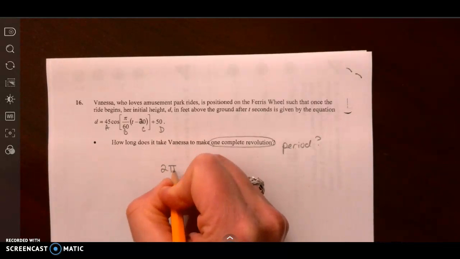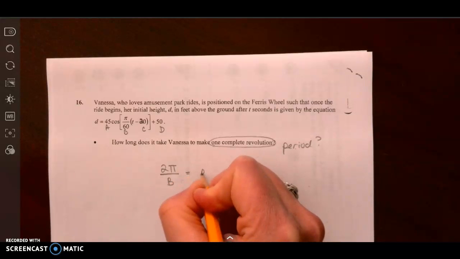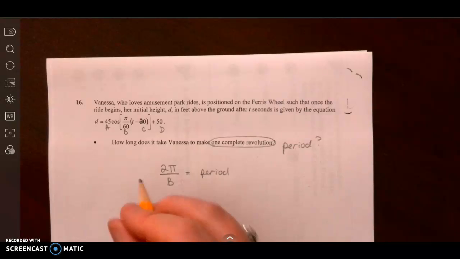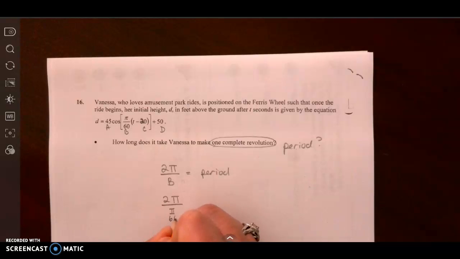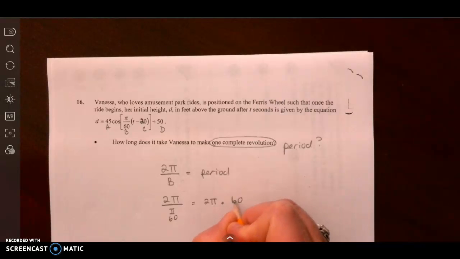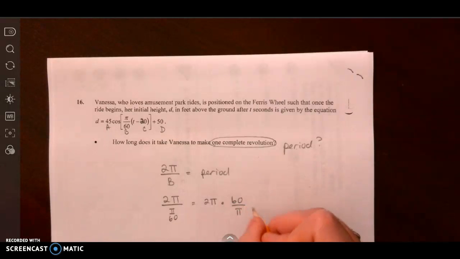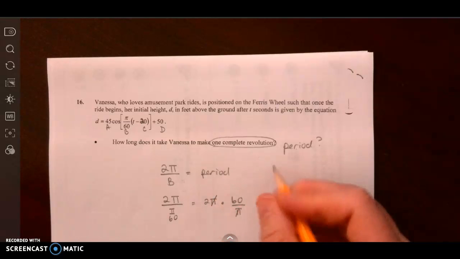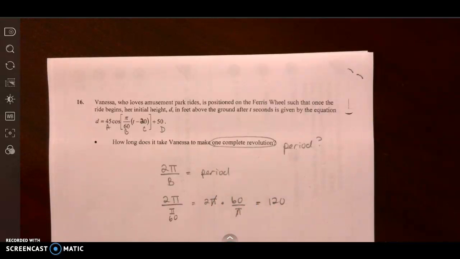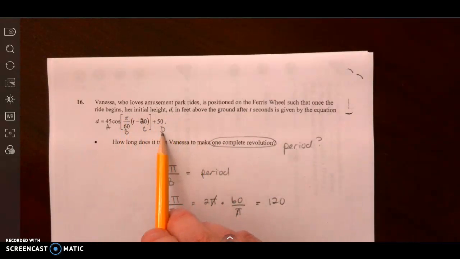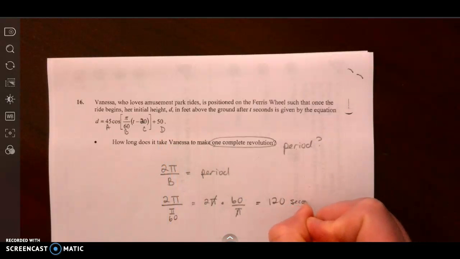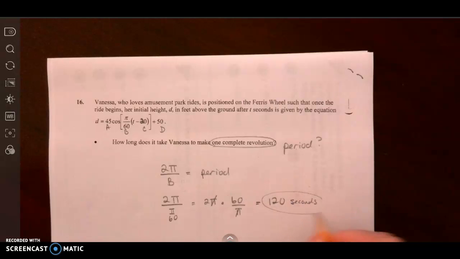We know that 2 pi divided by b is what gives us the period. So 2 pi divided by b, which is pi over 60. So 2 pi times the reciprocal. The pi's cancel and I get 120. So for how long? That must be 120. How is time measured? I'm assuming in seconds, 120 seconds, to go around. Yes, t seconds right there.